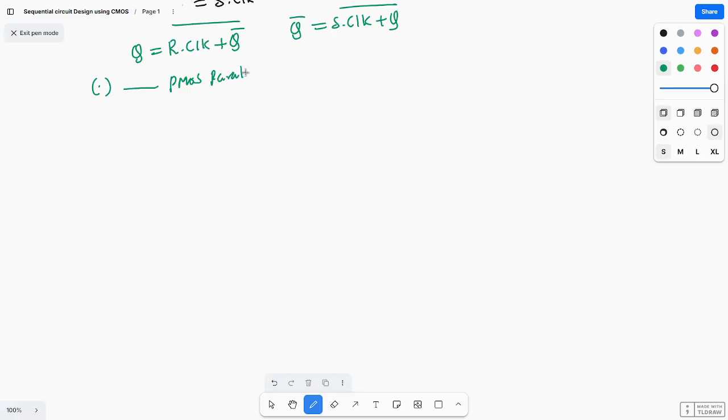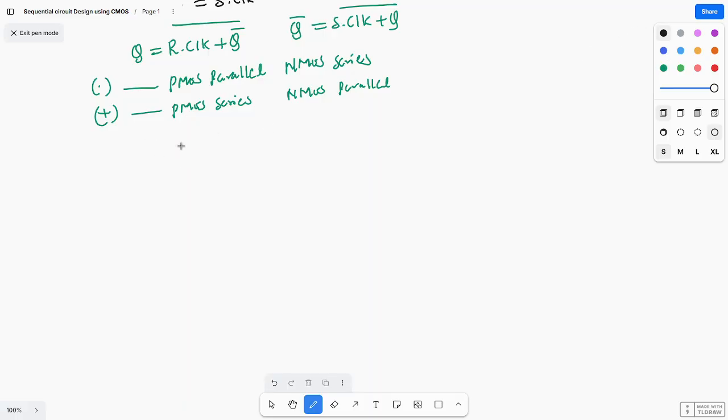Parallel, correct. And NMOS will be series. For the R operation, PMOS will be series and NMOS will be parallel.